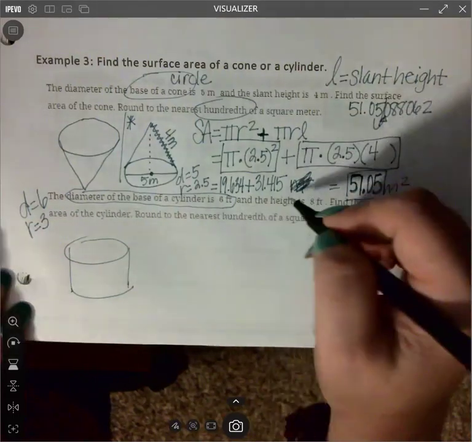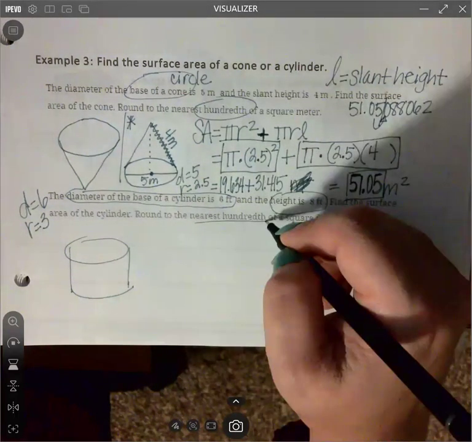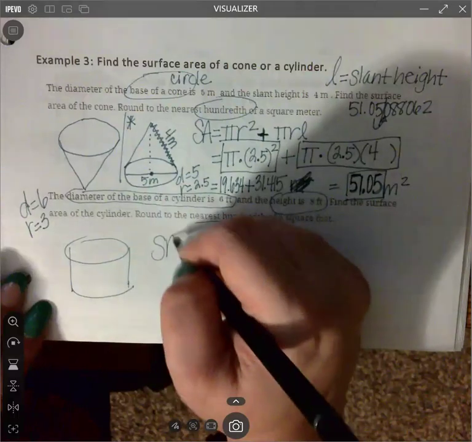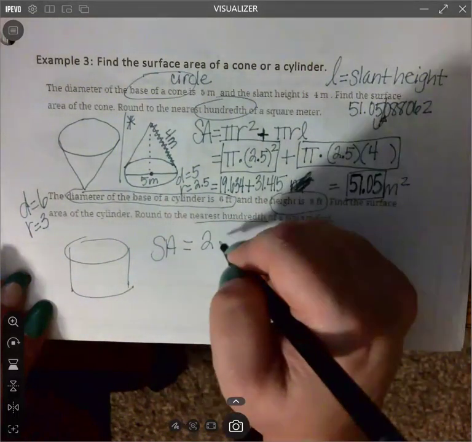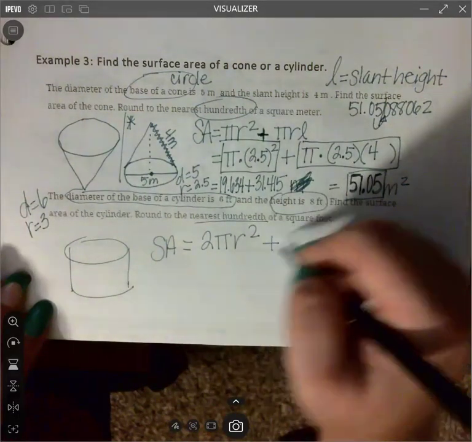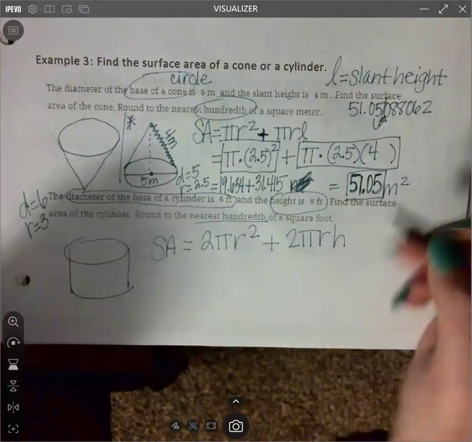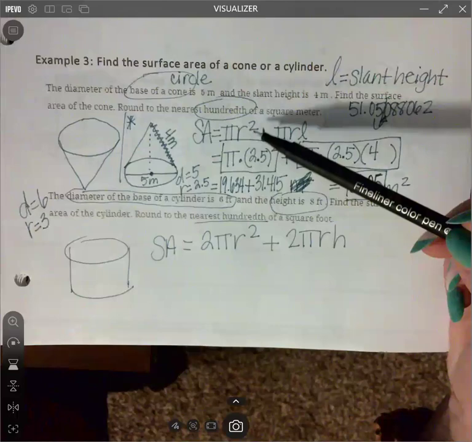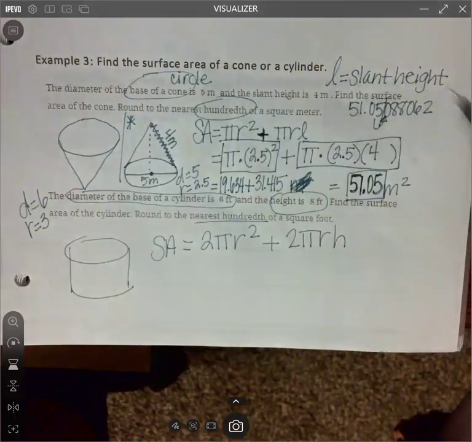The height is 8 feet. Find the surface area of the cylinder and round to the nearest hundredth. Well, here's our formula. Surface area of a cylinder is 2 pi r squared plus 2 pi r h.